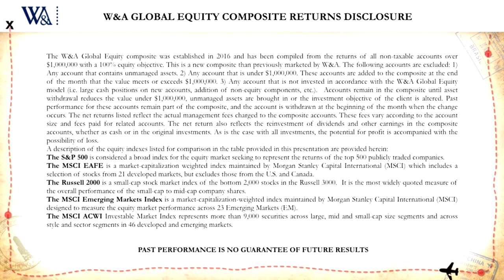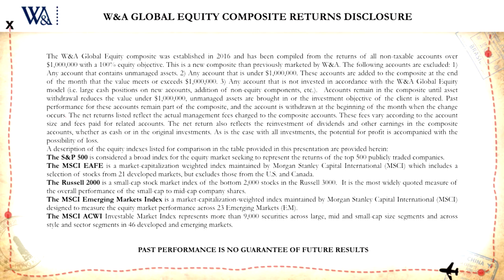1. Any account that contains unmanaged assets. 2. Any account that is under $1 million. These accounts are added to the composite at the end of the month that the value meets or exceeds $1 million. 3. Any account that is not invested in accordance with the W&A Global Equity Model, i.e. large cash positions on new accounts, addition of non-equity components, etc.